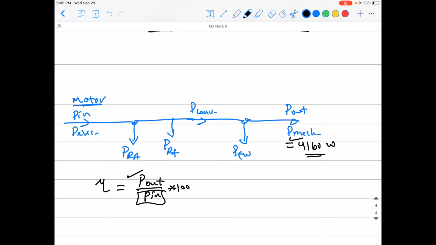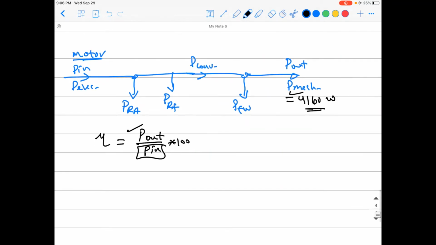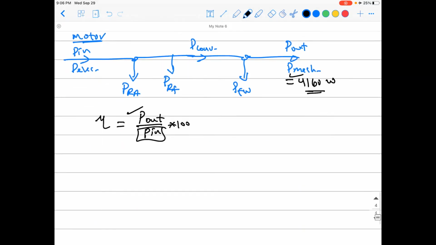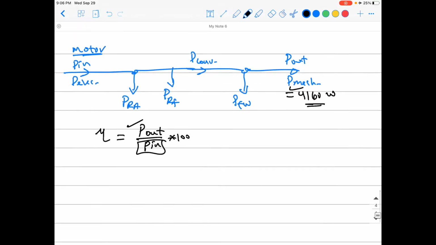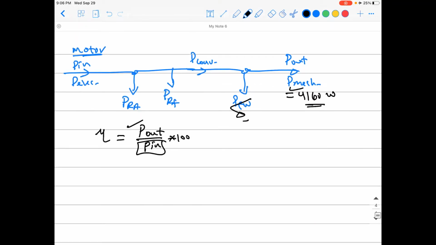That's the whole point here, guys. So let's find out how to find this. Number one, P friction and windage equals 0, it is given that it is assumed to be neglected. That means the output power is the same as the converted power. They're just equal because there are no friction and windage losses to lose between them. That's a good thing to keep in mind.